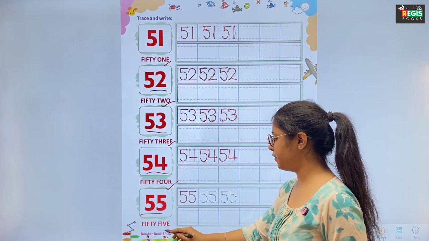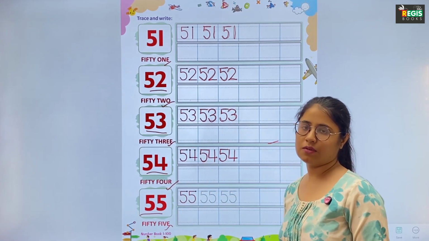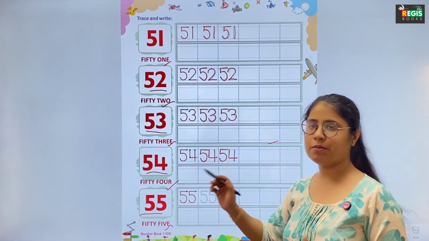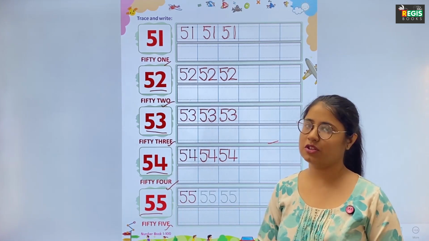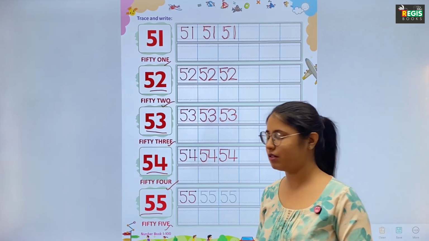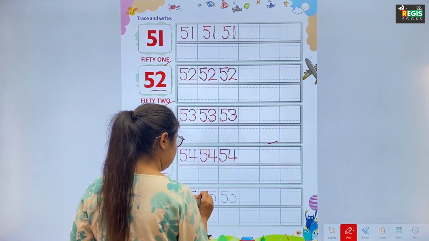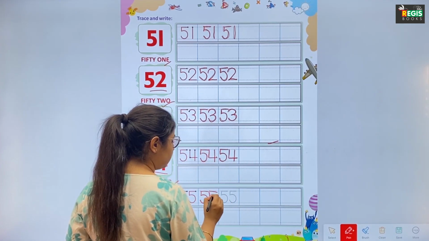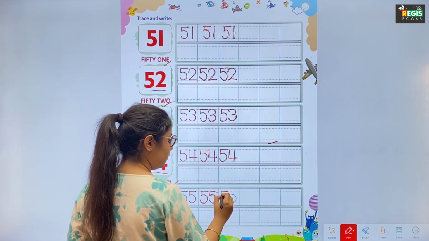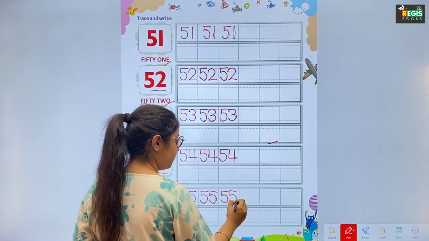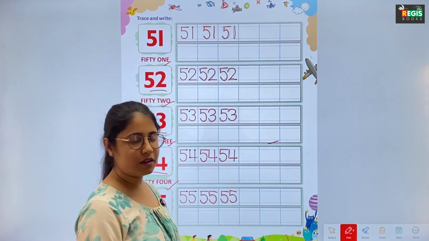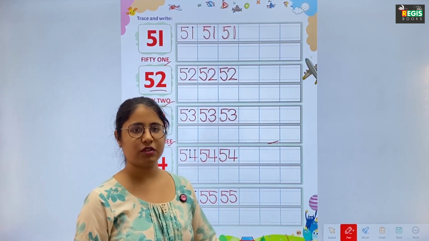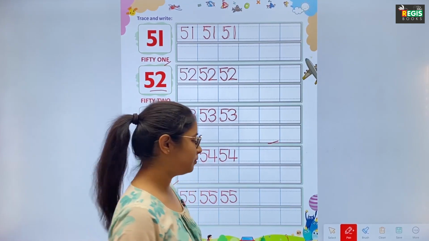5, 5, 55. So we write the number 55 by writing 5 2 times together. So let's write with me. 5, again 5, 55. And write the number 55 in the rest of the boxes to practice it.